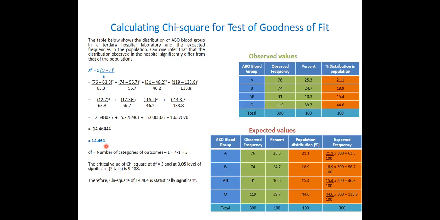So the critical value of chi-square at degree of freedom 3 and at 0.05 level of significance is 9.488. So the calculated value is higher than that. That shows that it's significant. So you can say that your own blood group distribution is significantly different from their own theoretical one. Any question before we run it?